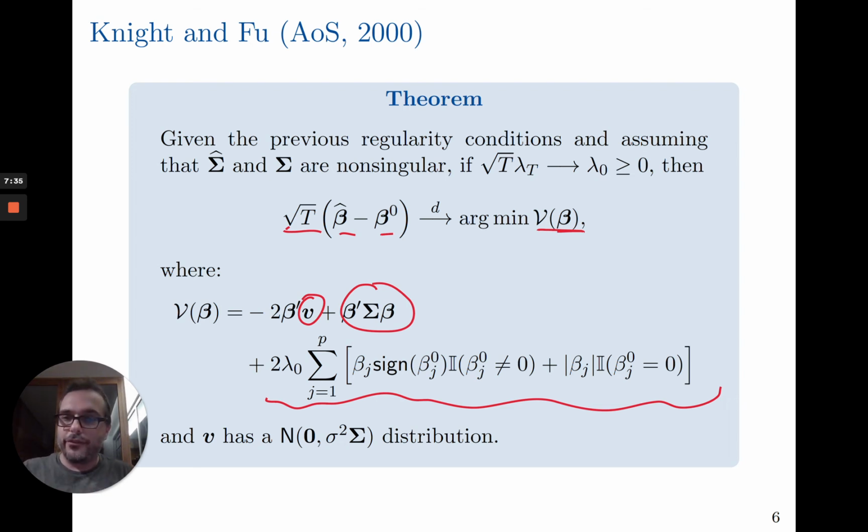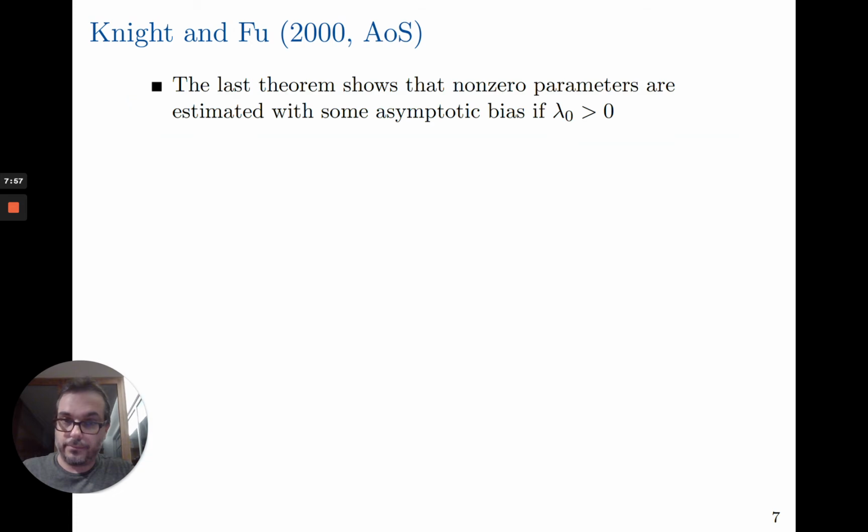But what we can see from these results is that if we condition on the correct selection, if you say, okay, I just want to look at the distribution of the relevant variables, then the distribution of the relevant variables will be Gaussian. So this is an important point here. The last theorem shows that non-zero parameters are estimated with some asymptotic bias.